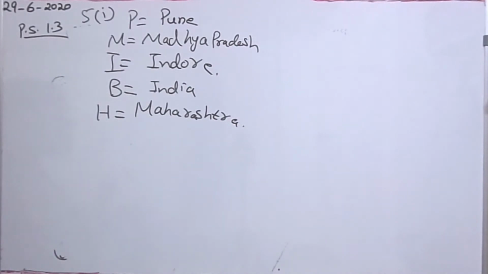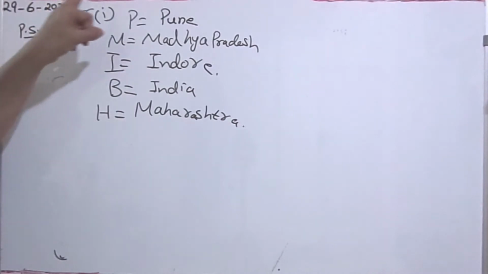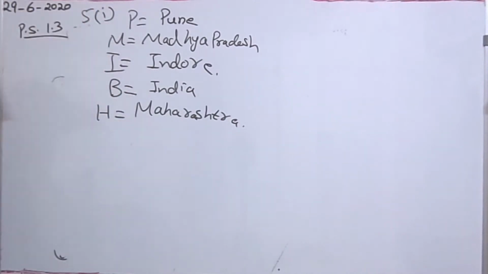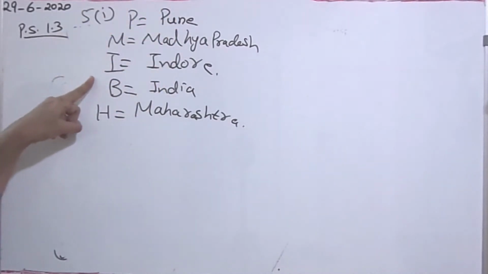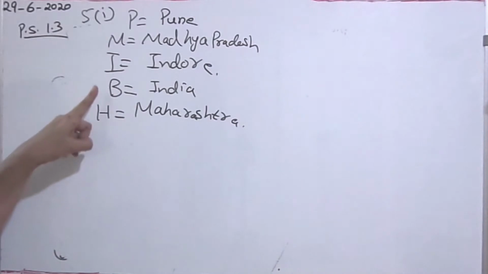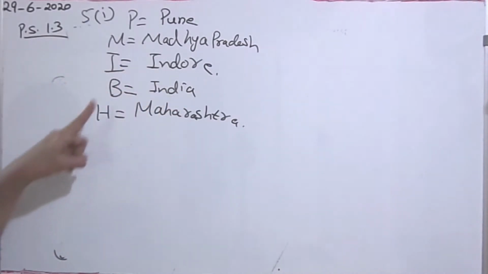Last time we had seen what is a subset. If all elements of a set are contained in another set, then it is called a subset. Now here a little bit of knowledge of geography is needed. We know that P is the set of all residents of Pune, M is the set of all residents of Madhya Pradesh, I is the set of all residents of Indore, B is the set of all residents of India, and H is the set of all residents of Maharashtra. Okay, which is contained in which? That is what you have to know. Which place is fully contained in which?